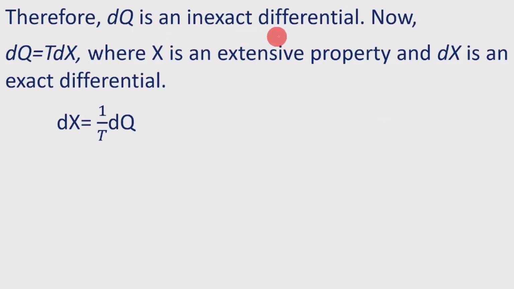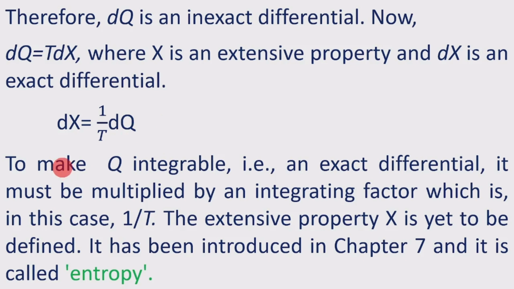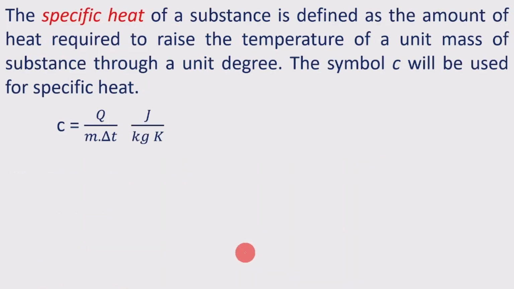Therefore, dq is an inexact differential. Now, dq is equal to pdx where x is an extensive property and dx is an exact differential. Therefore, dx is equal to 1 by t dq, and to make dq integrable, that is an exact differential, it must be multiplied by an integrating factor, which is in this case 1 by t. The extensive property x is yet to be defined. It has been introduced in chapter 7 and it is called entropy. The entropy we are going to take in the further chapters.